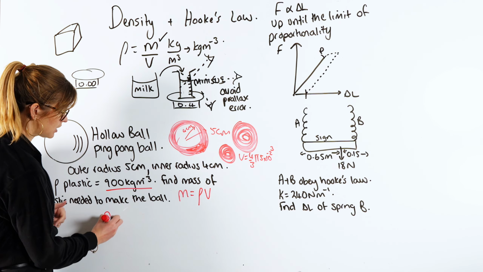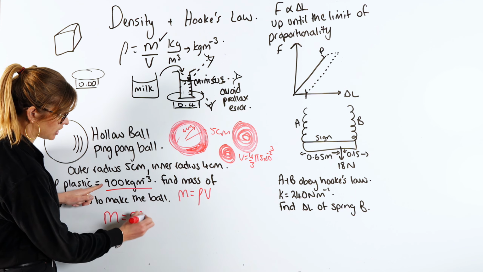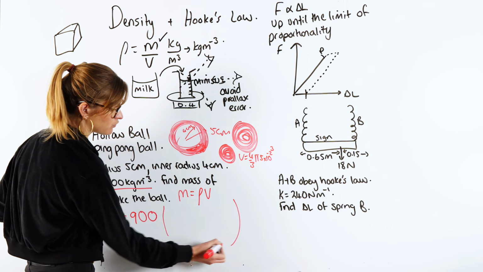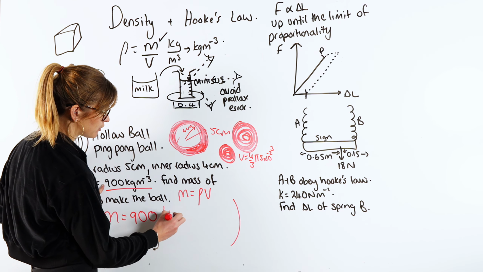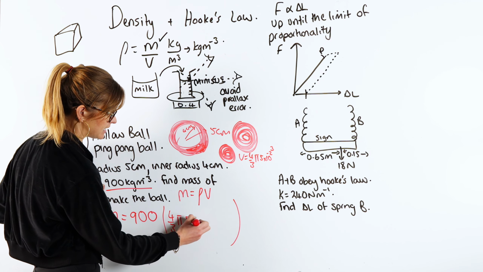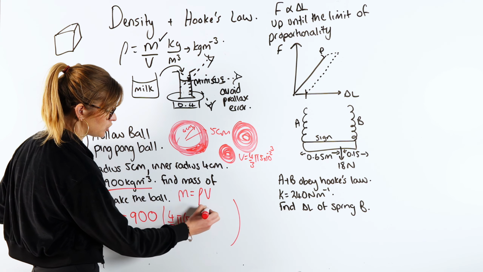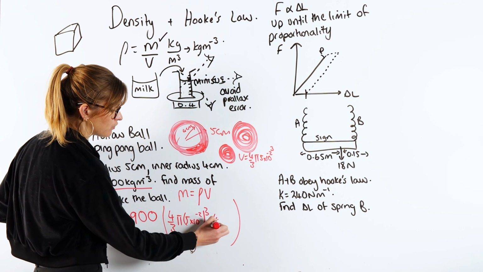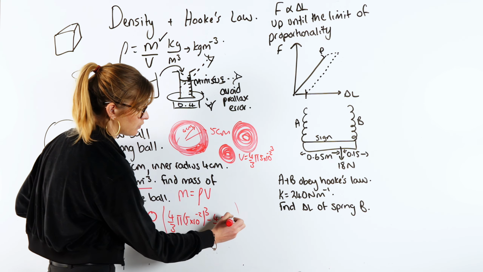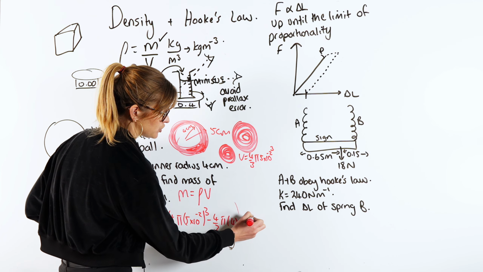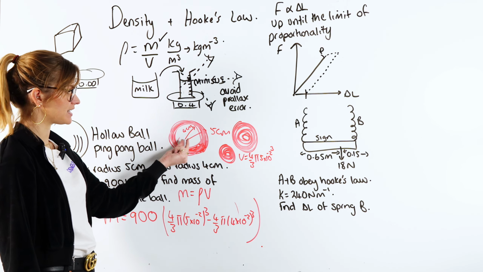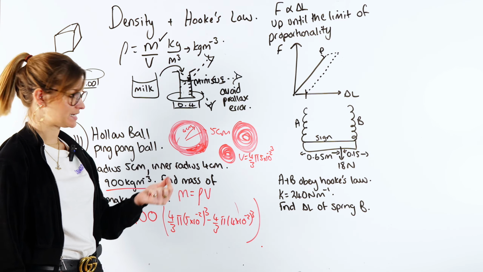So to find the mass, for your density, which is 900 kilograms per meter cubed, we're going to multiply it by the change in the volume. So I'm going to do the bigger volume, which is 4/3 of pi times 5 times 10 to the negative 2 all cubed. And we have to subtract away 4/3 of pi times 4 times 10 to the negative 2 all cubed. And that will tell us then just the volume of that plastic material that we need.